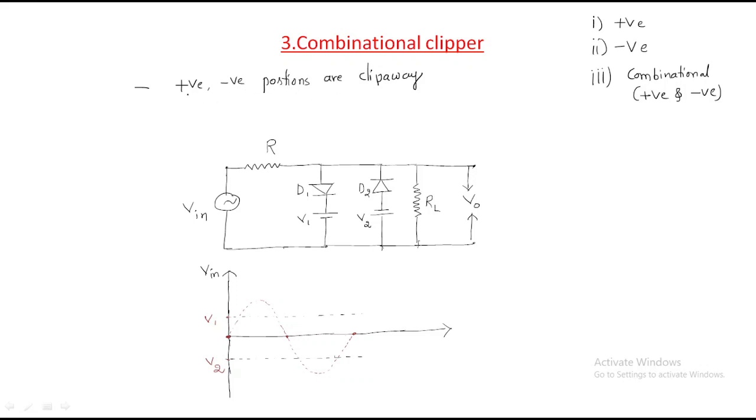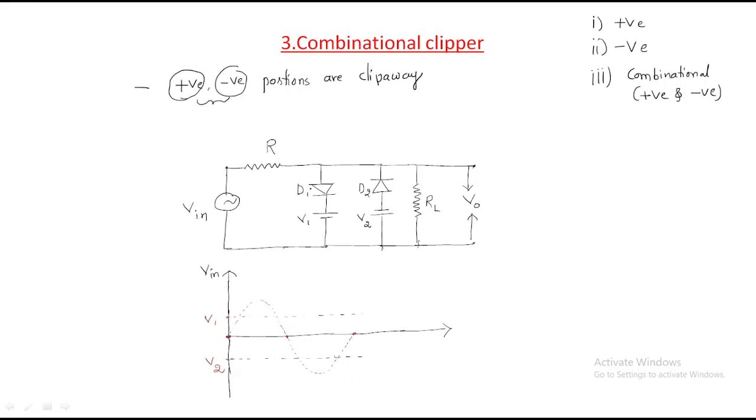Up to now, the positive clipper controls only the positive portion, which is clipped. The negative clipper controls only the negative portion. But the combination of both will be done by this combinational clipper. So the combinational clipper diagram is like this.